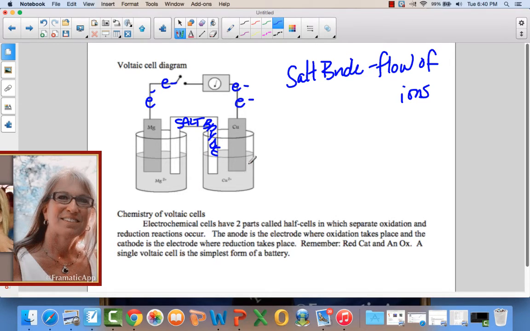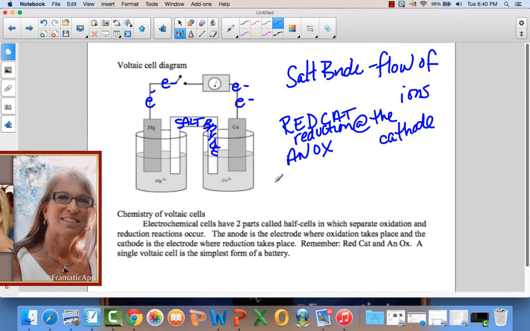You have two half cells. Oxidation is occurring in one and reduction in the other. So there's another saying now, and it's called red cat an ox. And what that means is reduction at the cathode and anode is oxidation.